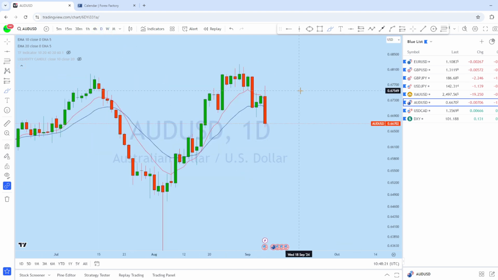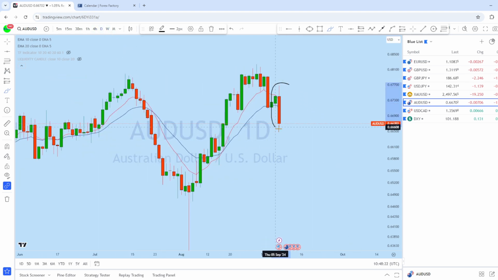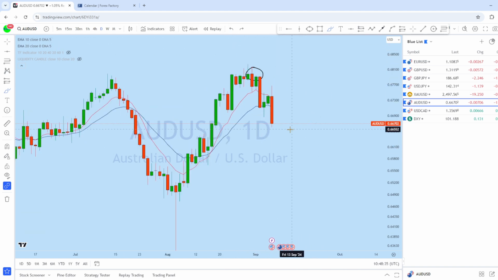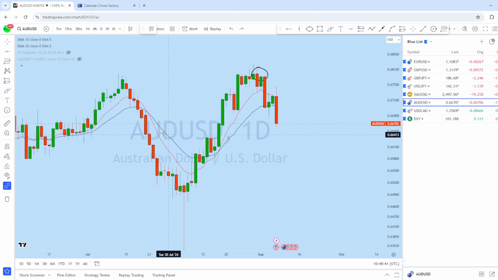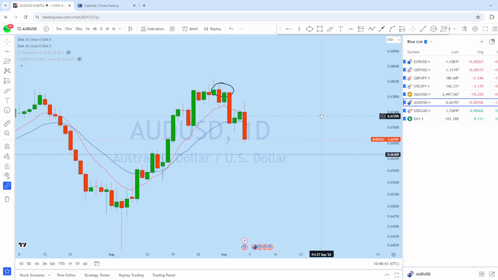If we look at the daily chart on AUD/USD, we can see that there is a head and shoulders formation. So we saw a long consolidation which formed this head, left shoulder and right shoulder, and with a daily bearish engulfer, we might see the price come down further to this support level on AUD/USD where there is a daily doji formation.